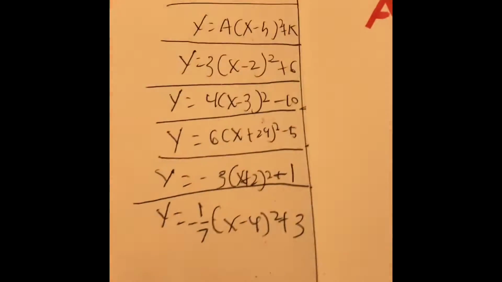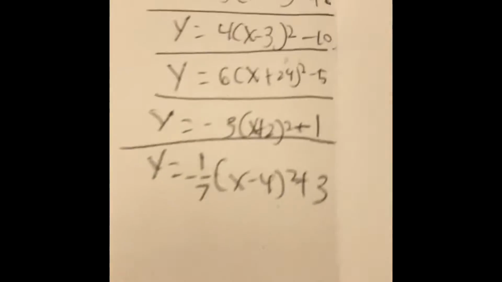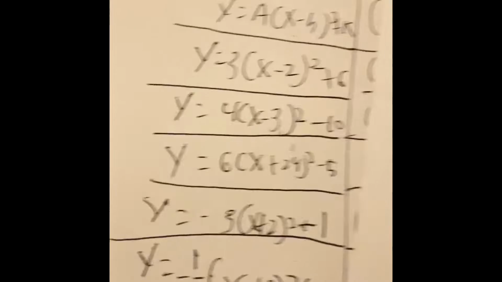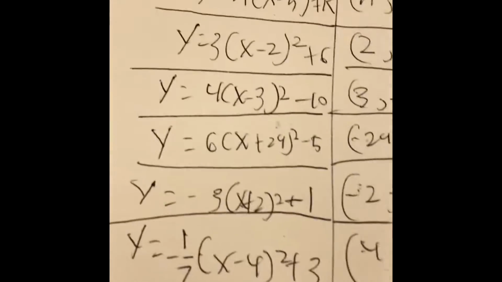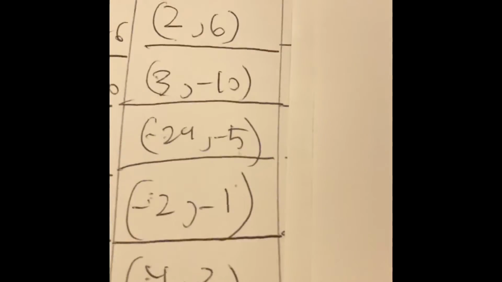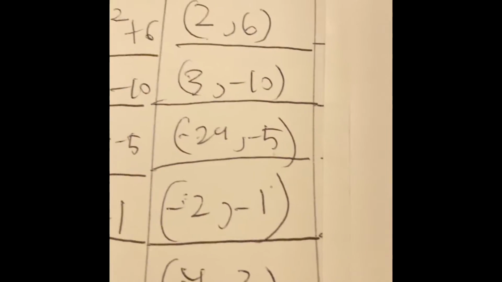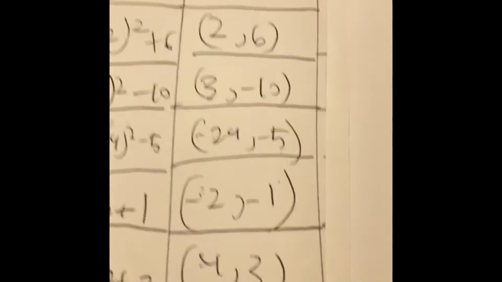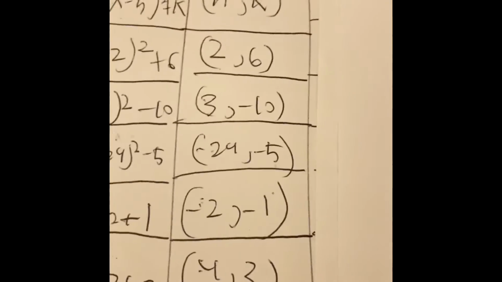So let's reveal what the vertex is for each of the equations. So let's see what happens. The vertexes are, here we go, (2, 6), (3, -10), (-24, -5), (-2, -1), and (4, 3) as a point.